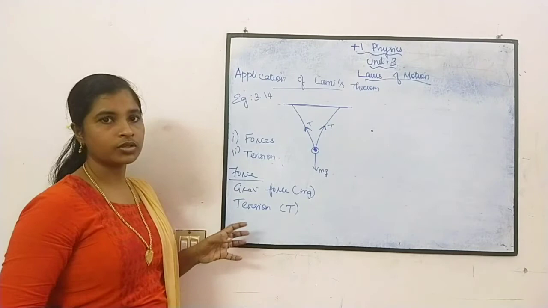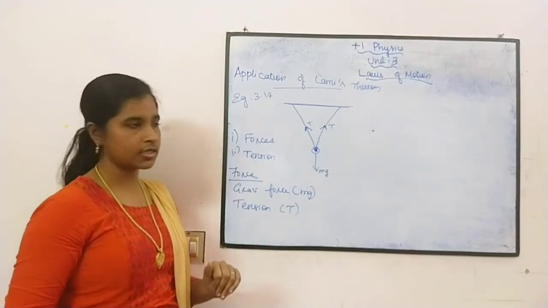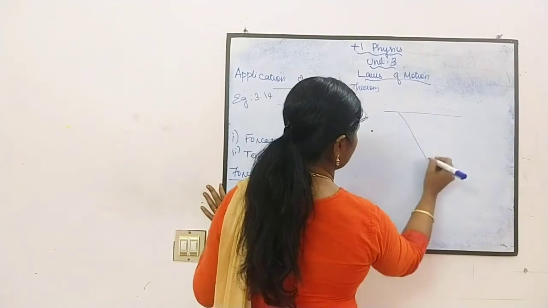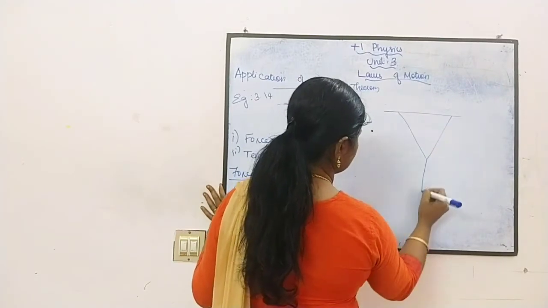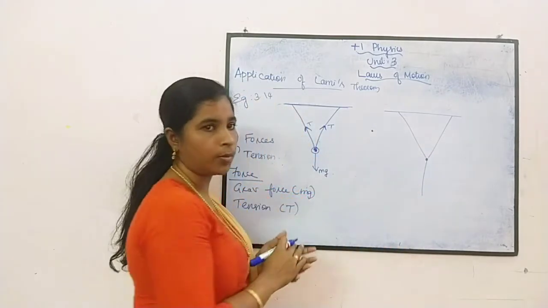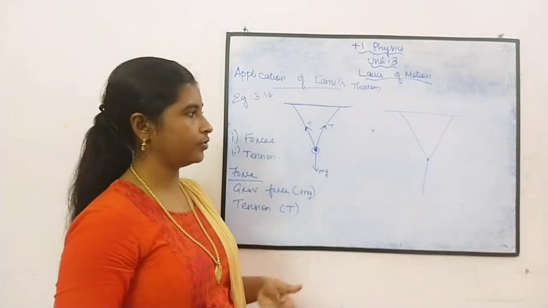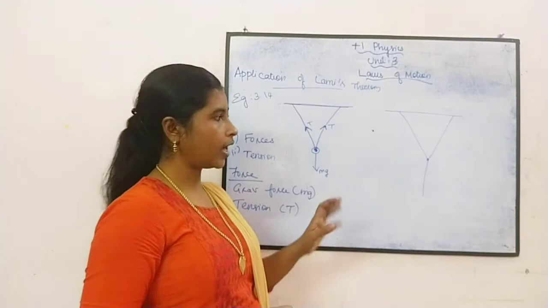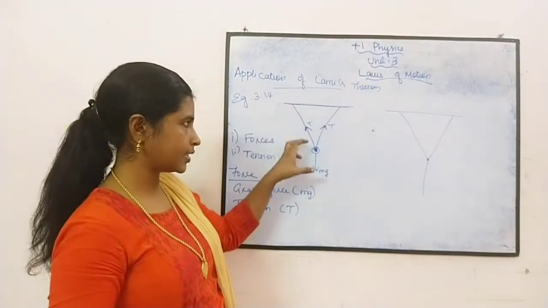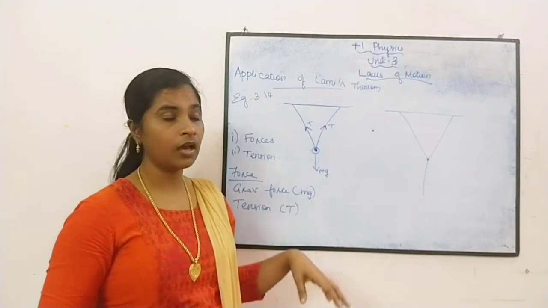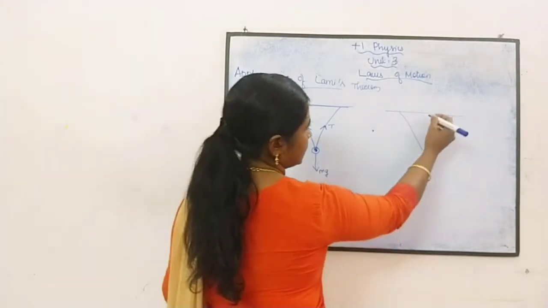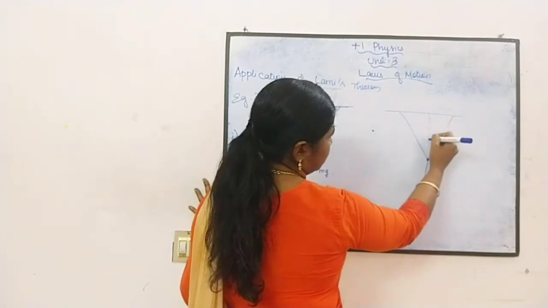Now we are going to find out the tension acting on the string. Consider it like this. We know that there are three forces acting at a common point, that is concurrent forces. And it is in equilibrium, it is at rest, so we can apply Lami's theorem. It is at rest and the forces act at one point, therefore we can apply Lami's theorem. So how will I apply? Consider the center point.